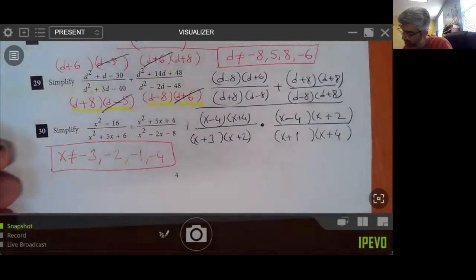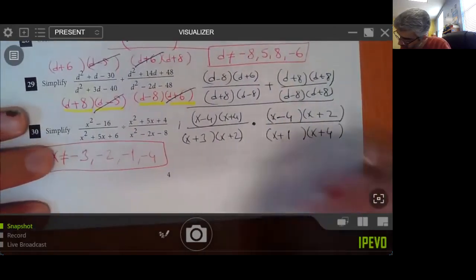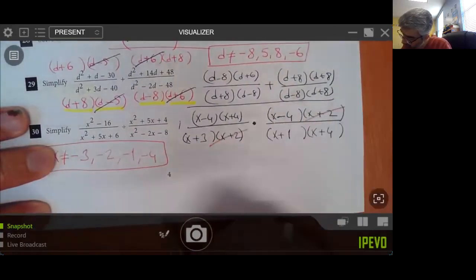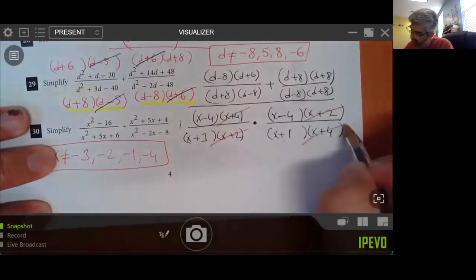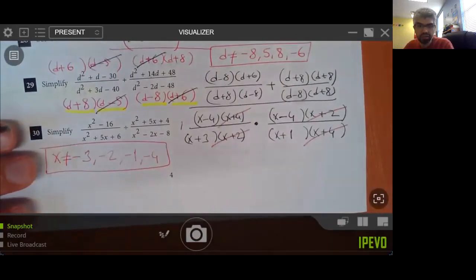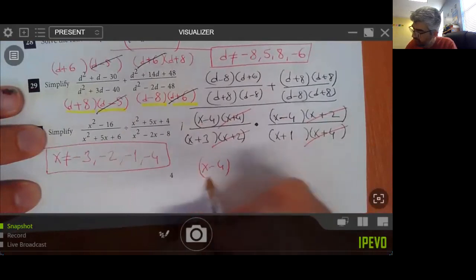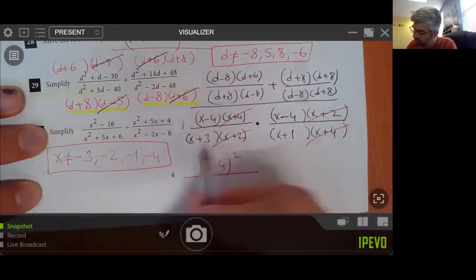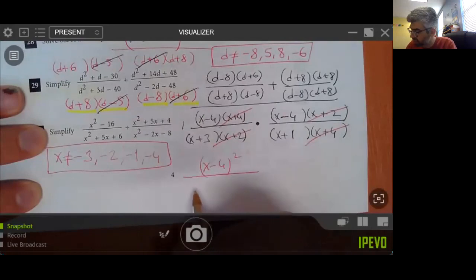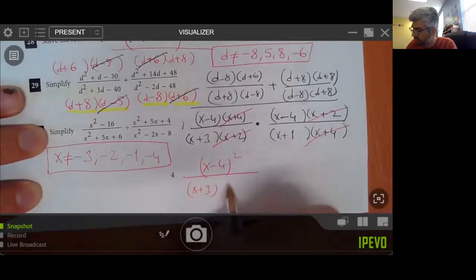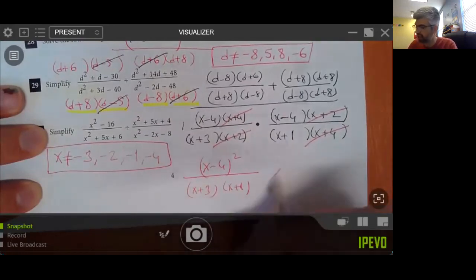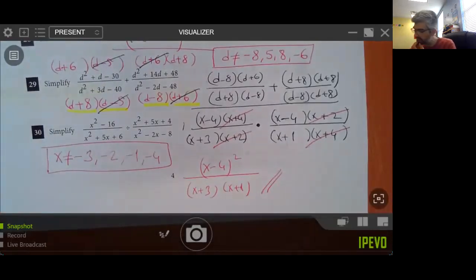And then this is multiplication. So let's see, is there any simplification here? We can simplify x plus 2 and x plus 4. We have, yeah, no more simplification. X minus 4 times x minus 4, which is x minus 4 squared. And in denominator, x plus 3 times x plus 1. Well, I can write it like this. This is the simplest form of this division operation. And these are the restrictions.